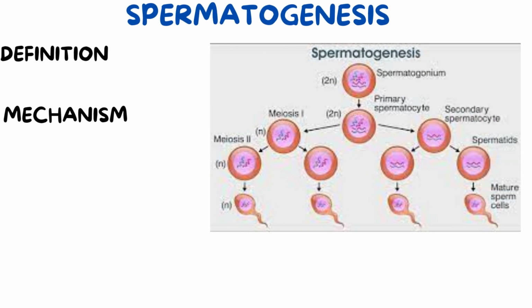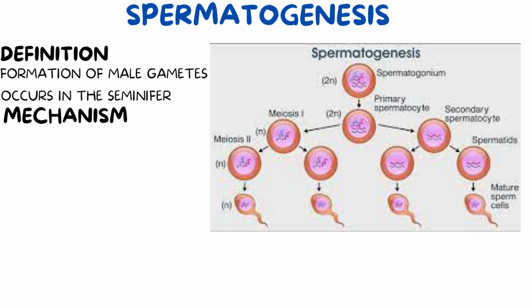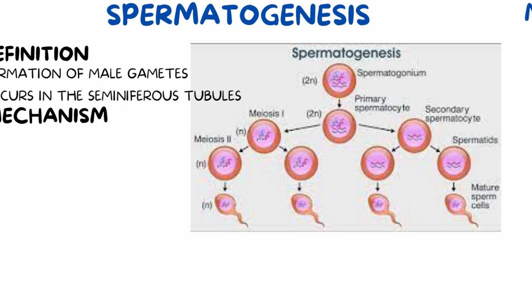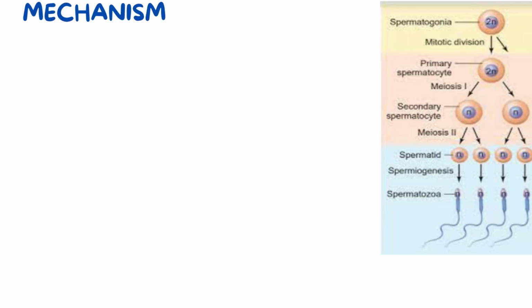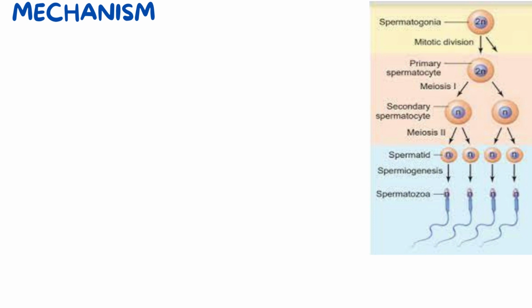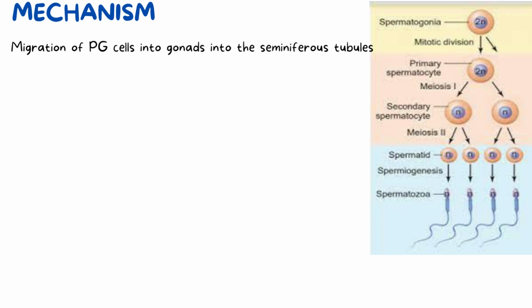Let's move to our next topic, which is spermatogenesis. Spermatogenesis, as the name indicates, is the production of male gametes, the spermatozoa. This process occurs in the seminiferous tubules. Here's the mechanism of spermatogenesis. The first step is the migration of the primordial germ cells into the gonads. The primordial germ cells remain there and continue to remain stored till the puberty stage.